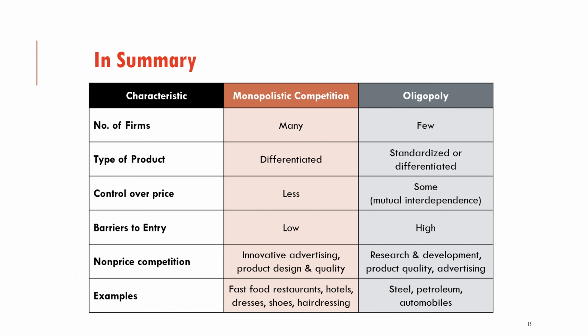In summary, monopolistic market has many small firms, but oligopoly market has a few large firms. Monopolistic firms produce differentiated products. On the other hand, oligopoly firms may produce either homogeneous or differentiated products. The small firms in monopolistic market have less power to control market price. However, the dominant oligopoly firms are price makers, but there is mutual interdependence in making business decisions.